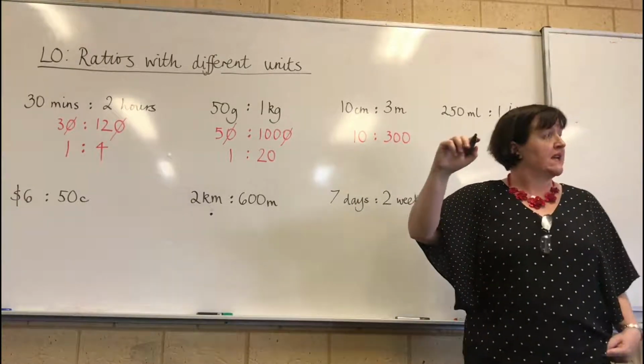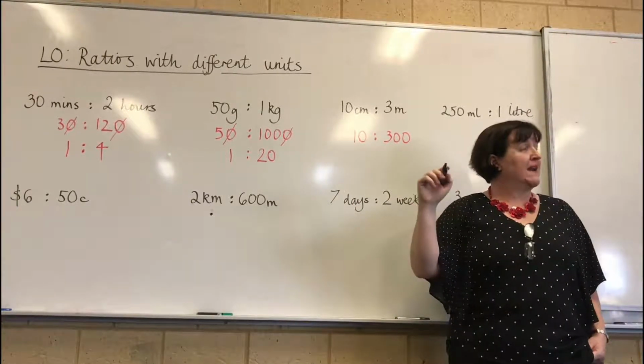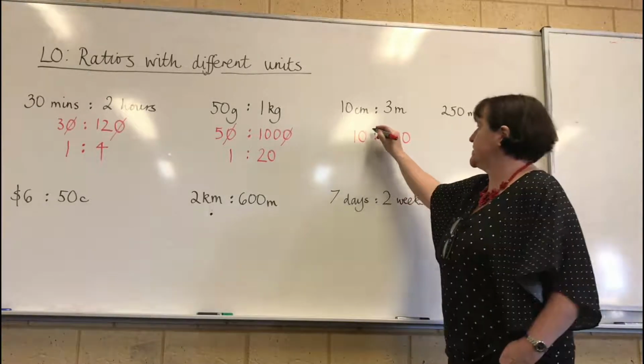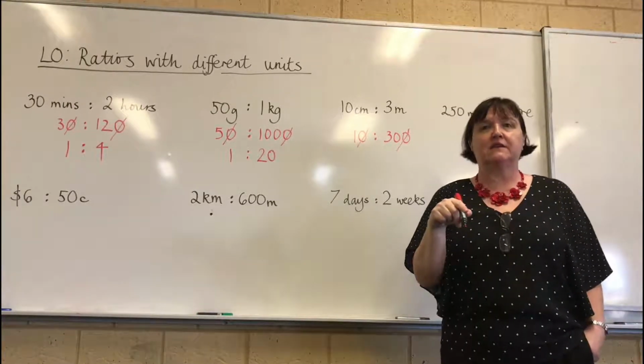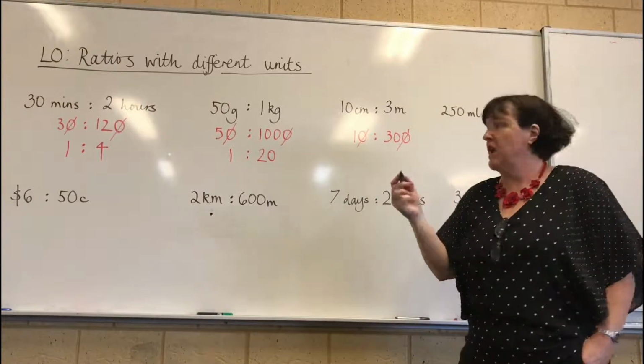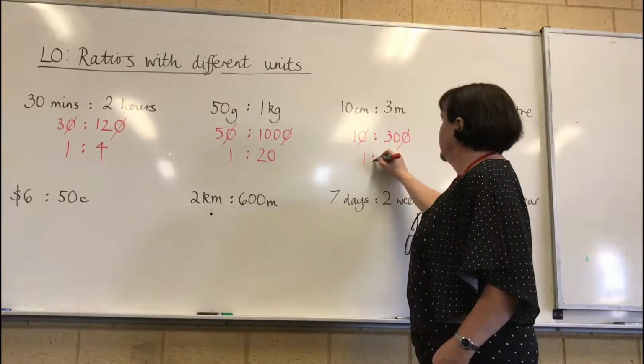So, what am I going to do, Zach? How many? 1. Yeah, just 1 on each side, that's right. Now our ratio is 1 to 30. Can I simplify that any further? No, that's our simplified ratio, isn't it? 1 to 30.